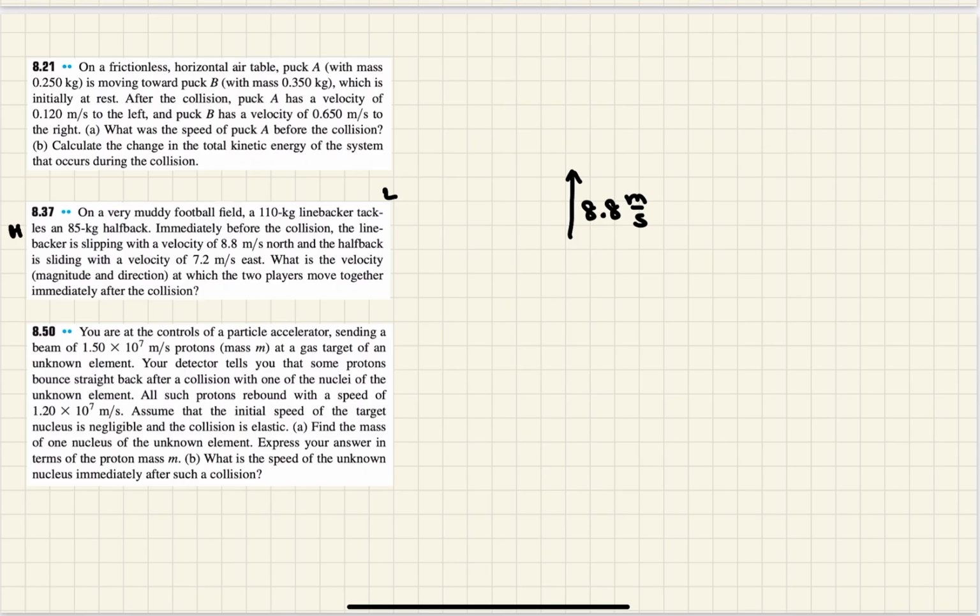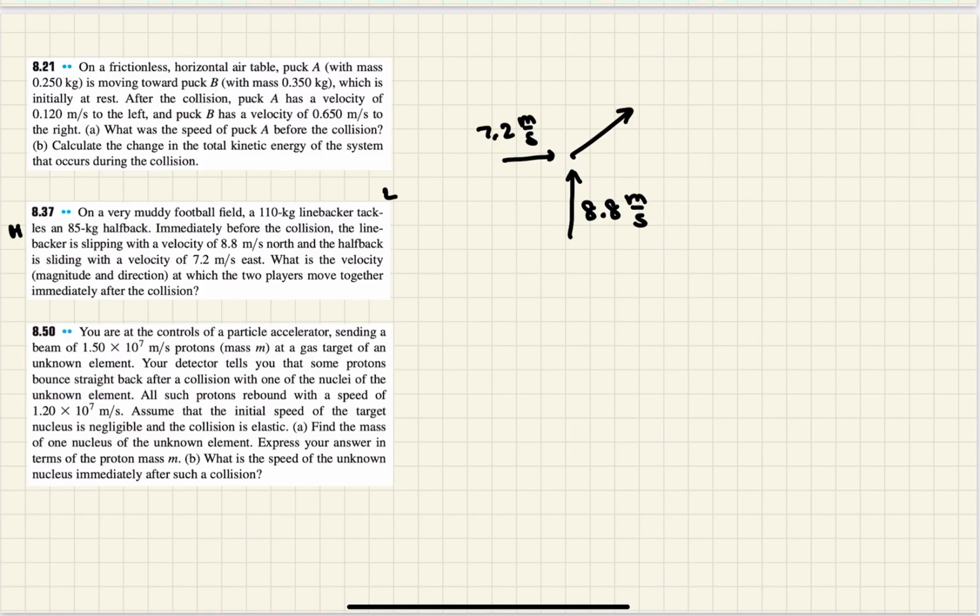8.8 meters per second north. And the halfback is sliding with the velocity of 7.2 meters per second east. What is the velocity, magnitude, and direction at which the two players move together immediately after the collision? So they're going to collide and stay together and move probably somewhere in this direction. We want to know the magnitude and direction.